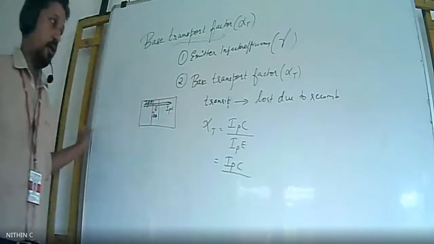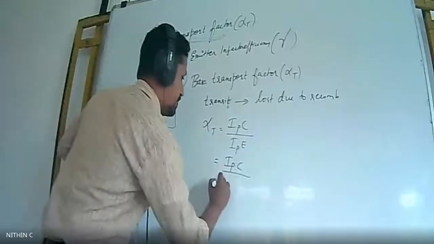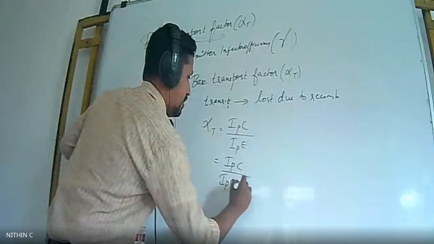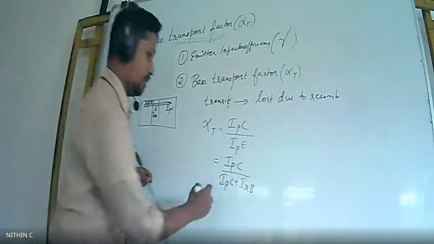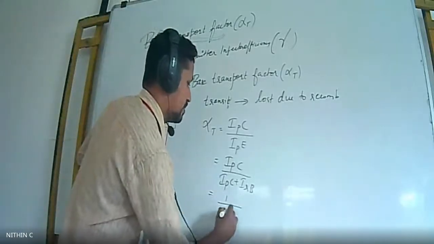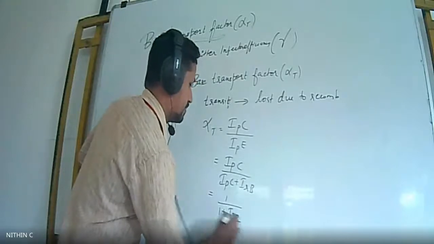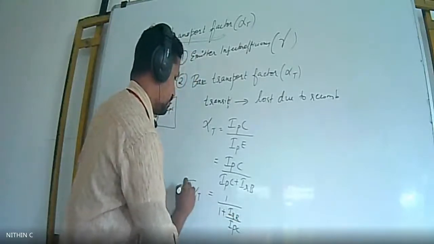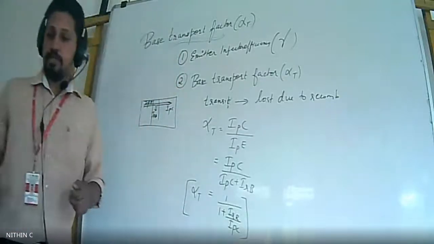So Anjana, how can we write IPE? IPE can be written as IPC plus IRB. By dividing throughout by IPC, you will get 1 by 1 plus IRB by IPC. This will be your expression for alpha T, which is the base transport factor.